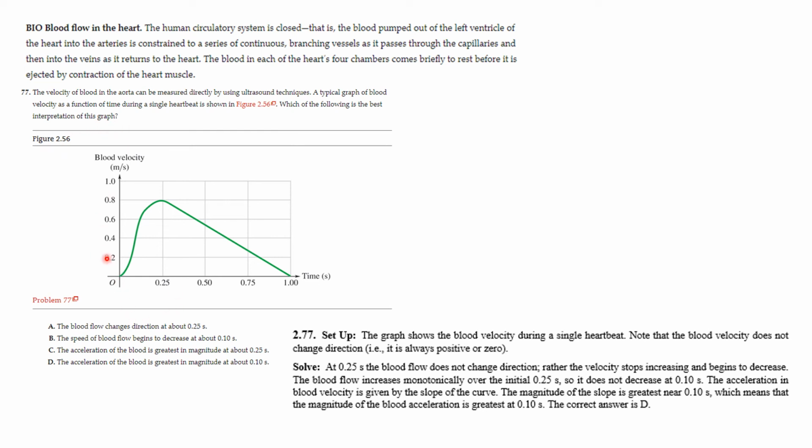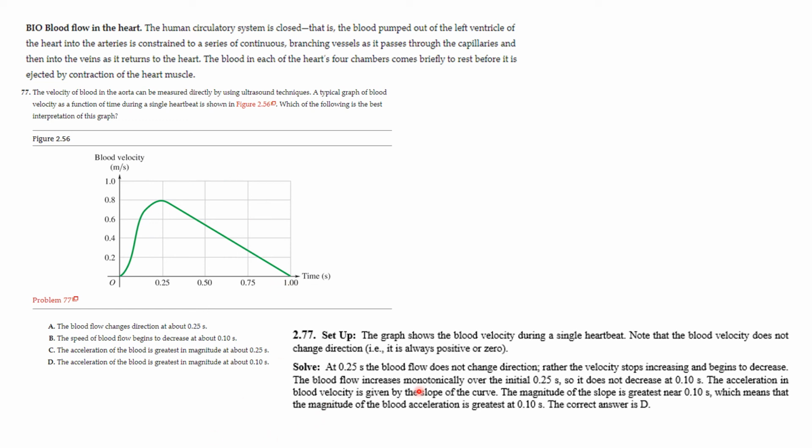So you see here you have the blood velocity, and here you have time. The blood flow changes direction at about 0.25 seconds. The speed of blood flow begins to decrease at about 0.1 seconds. The acceleration of the blood is greatest in magnitude at about 0.25 seconds, and the acceleration of the blood is greatest in magnitude at about 0.1 second. Well, this shows the graph.